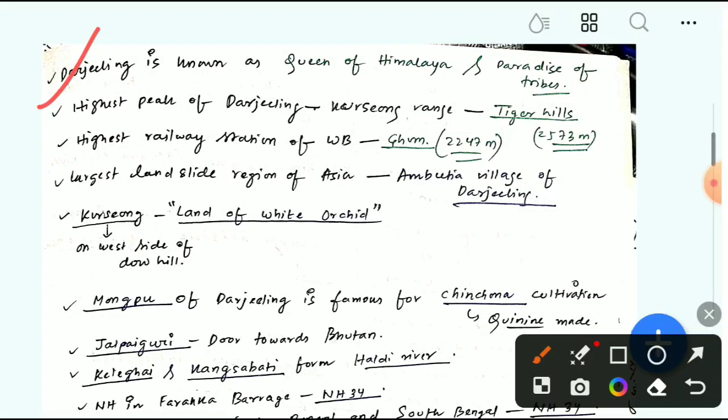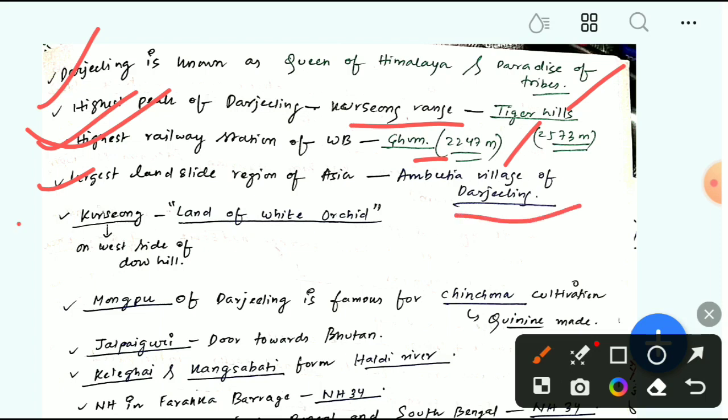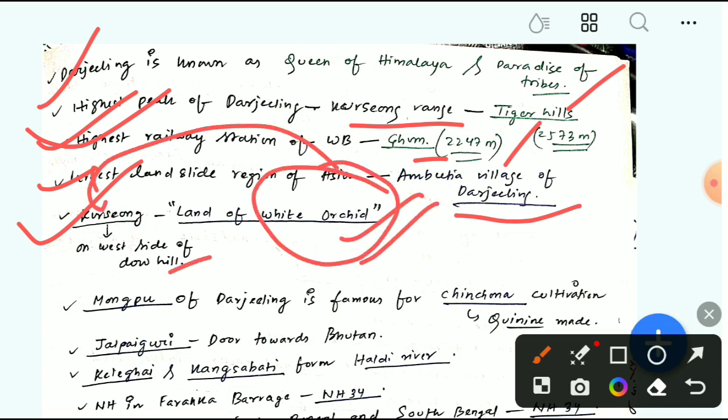Darjeeling is known as the Queen of Himalayas, and it is also the paradise of tribes. Next is the highest peak of Darjeeling. It is in the Karshiang range, that is Tiger Hills. The highest railway station of West Bengal is in Ghum, around 2247 meters. The largest landslide region of Asia is Ambutia village of Darjeeling. And Karshiang is on the west side of Dow Hill. It is the land of white orchids. So white orchids are found in Karshiang district of West Bengal.